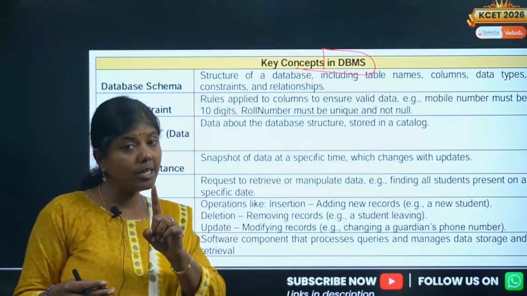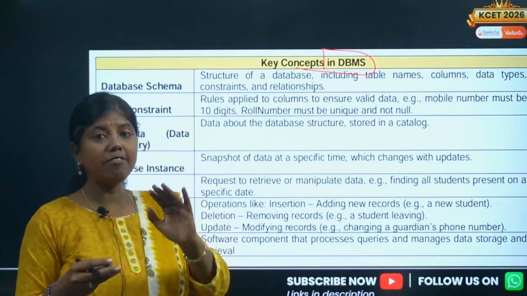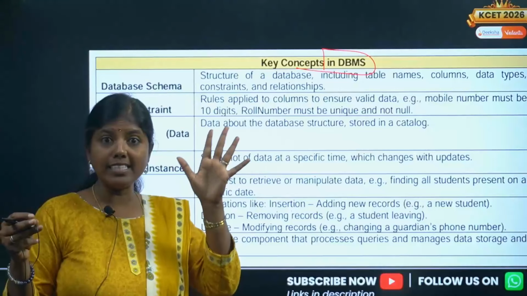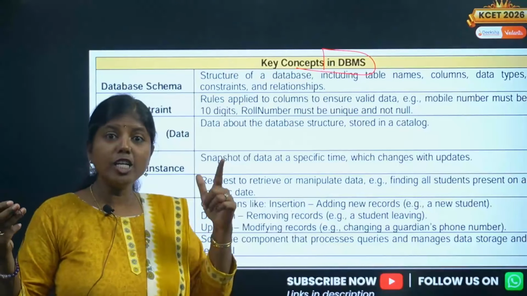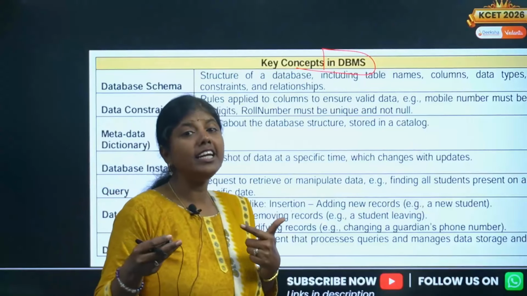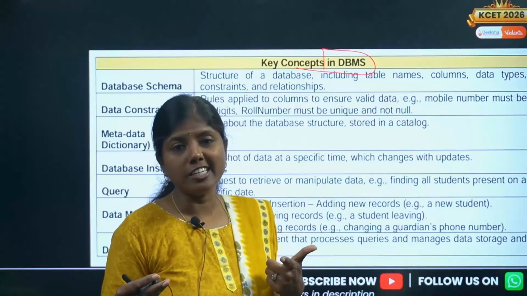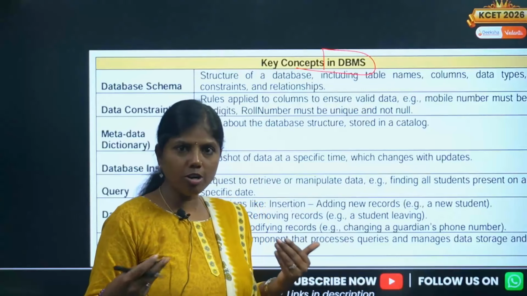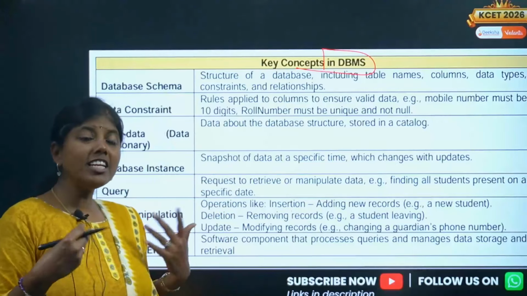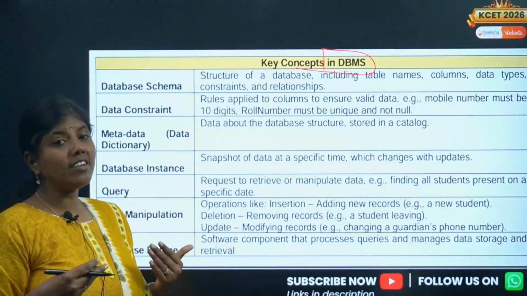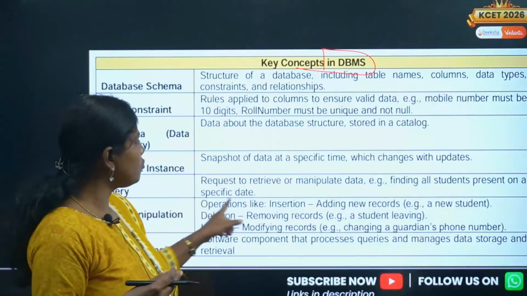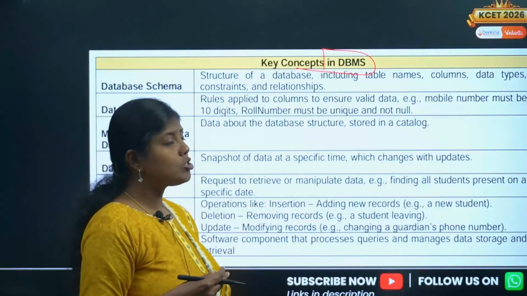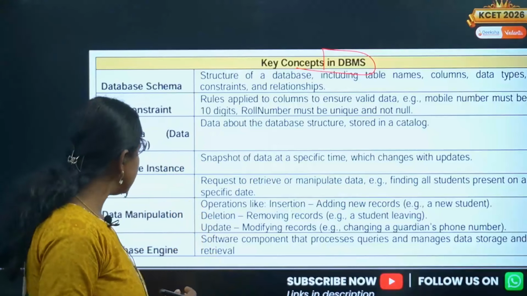After 5 minutes, I enter my details. Then I have one tuple. Then after 5 more minutes, I enter 10 tuples. Then the status is different. So every time, the database keeps changing. It may change, it may not change, according to the requirement. So what is the state of the database? That snapshot of the database at a specific time is called the database instance.